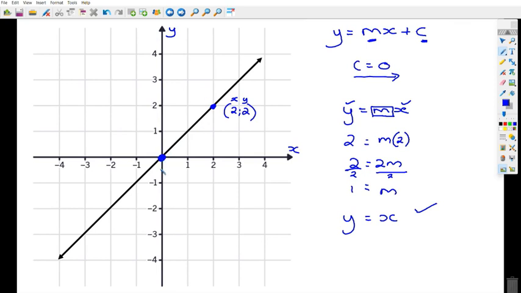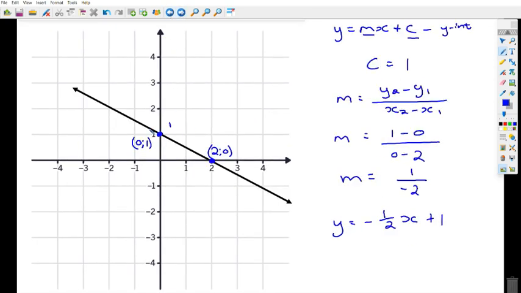It only cuts once. It doesn't cut anywhere else. So those are the 2 types of straight line graphs that you're going to be drawing: where it cuts once at the origin, or when it cuts twice, my y-intercept and my x-intercept.